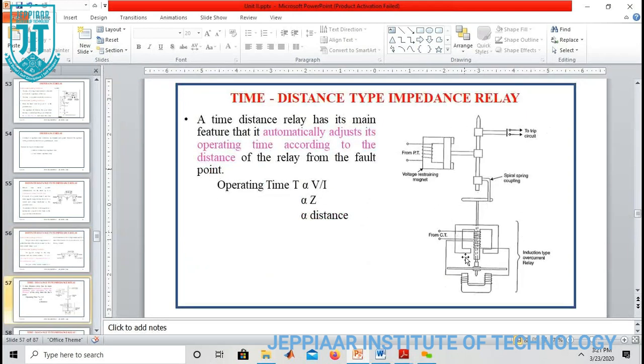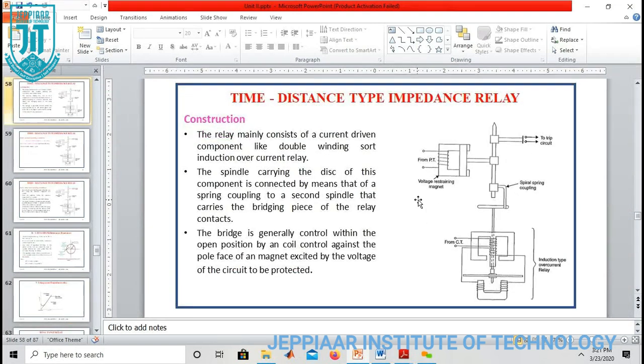Then the time distance type impedance relay. Here we have a structure like this. Again here also we have two coils, one from the current transformer and the other one from the potential transformer. Here we can set the operating time. Operating torque will be produced by the CT and restraining torque will be produced by the PT. And this is the construction.